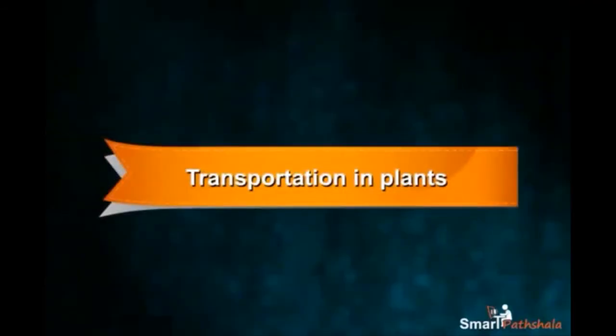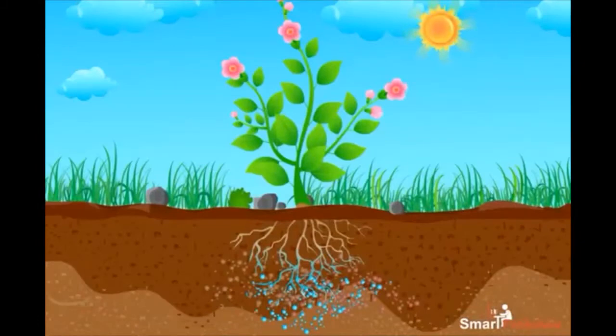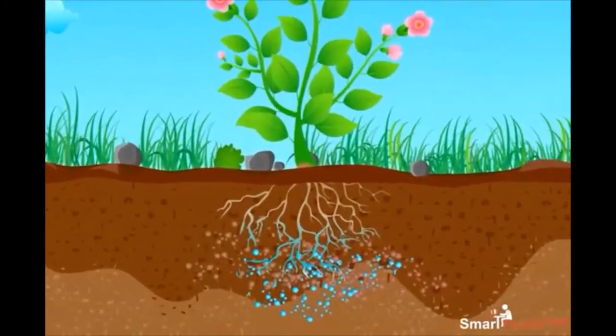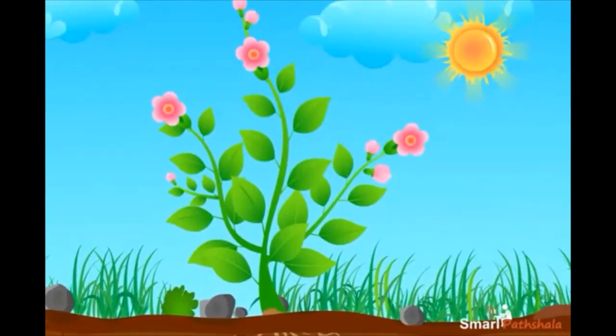Transportation in plants. In this module, let us learn about transportation in plants. In the previous lessons, we have learnt that plants take water and mineral nutrients from the soil through the roots and transport it to the leaves. The leaves prepare food for the plant using water and carbon dioxide during photosynthesis.